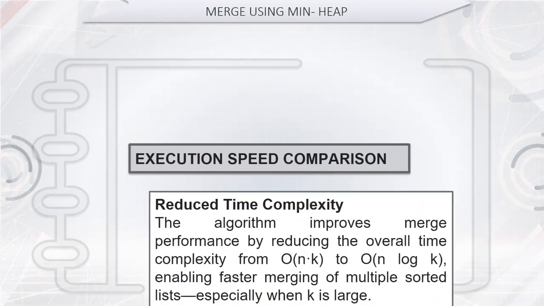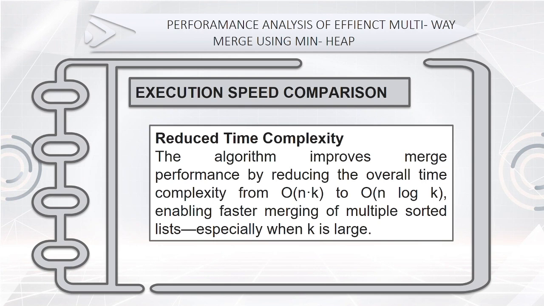Now let's move to discussing the performance analysis of efficient multi-way merge using min heap. Let's start with the execution speed comparison. This slide highlights that using a min-heap data structure improves the efficiency of merging multiple sorted lists.